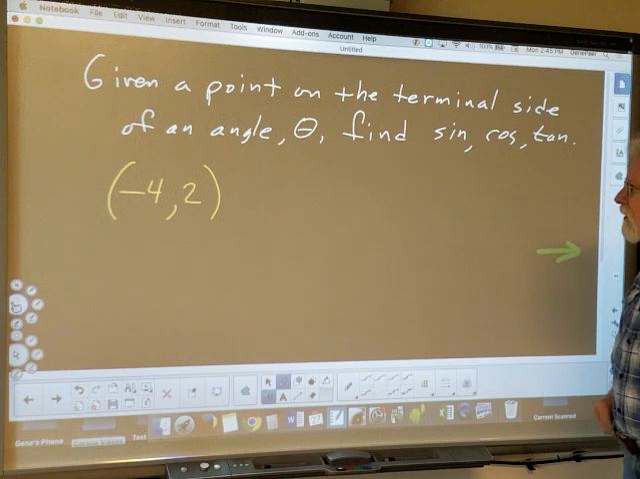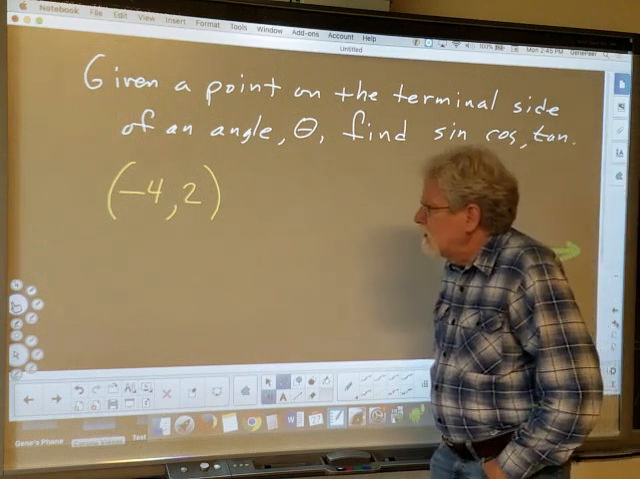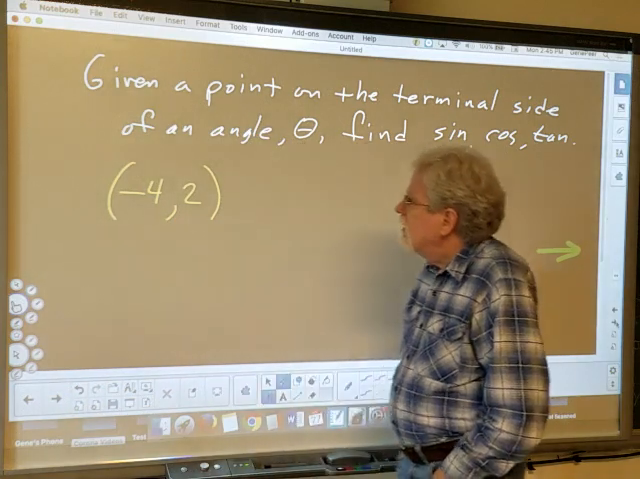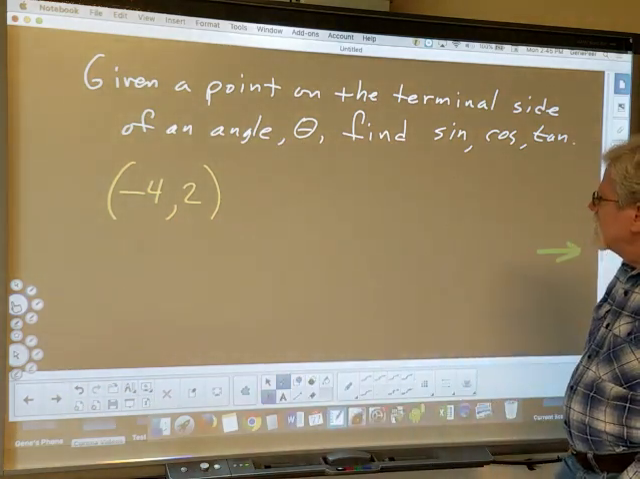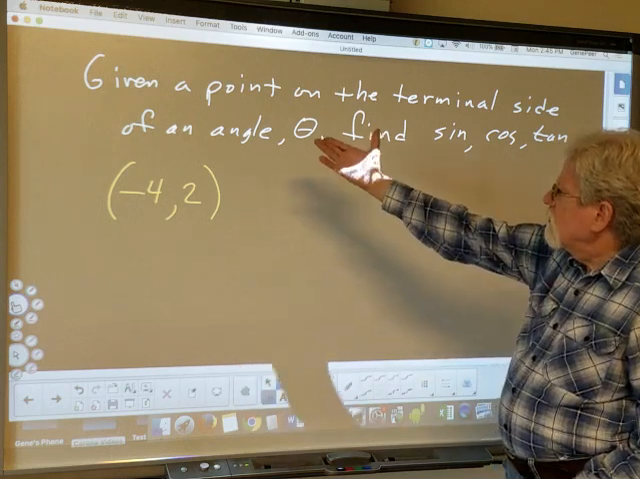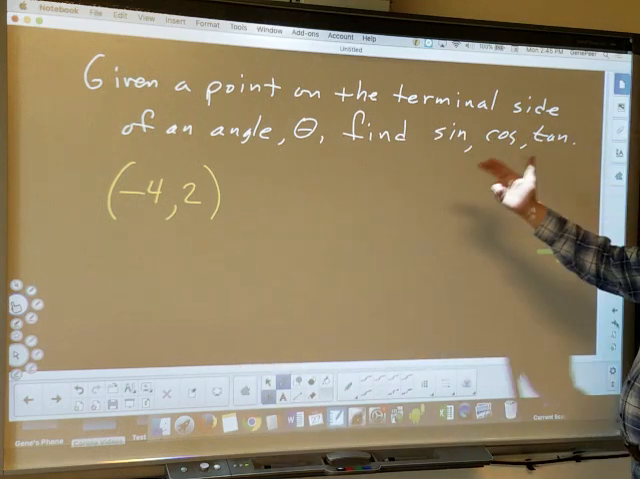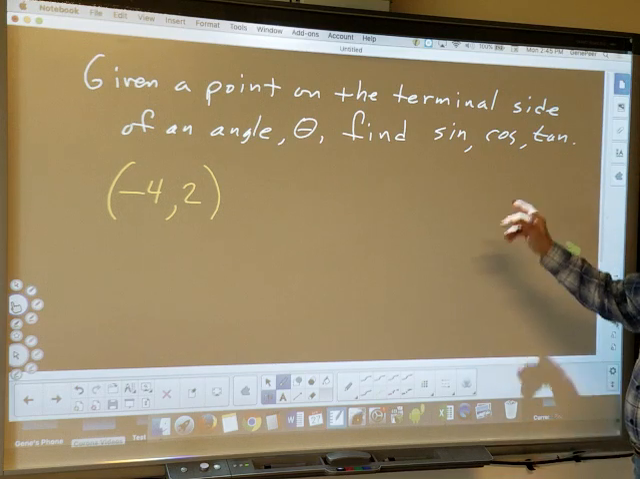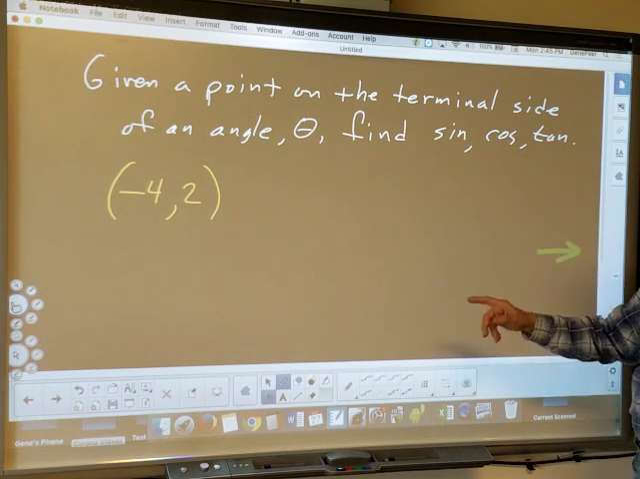All right, the language here. The test I'm going to give you will be another one of these tests that is going to be generated by the computer. And some of the language is language we haven't seen much of, such as, given a point on the terminal side of an angle theta, find whatever. Given a point on the terminal side of an angle, what's that mean?